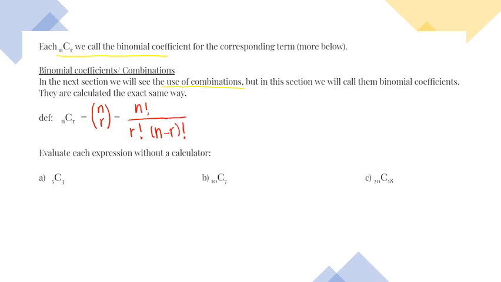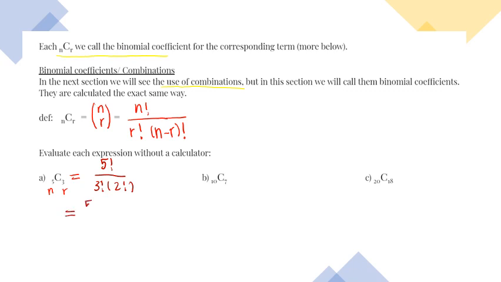All right, we're going to evaluate the following without a calculator. You could actually use a calculator, but I'm going to show you how to do it without one. So let's apply this. This is our n and this is our r. Plug it into the formula. We have 5 factorial on the top, and 3 factorial on the bottom, and then 5 minus 3, which is 2 factorial on the bottom too.